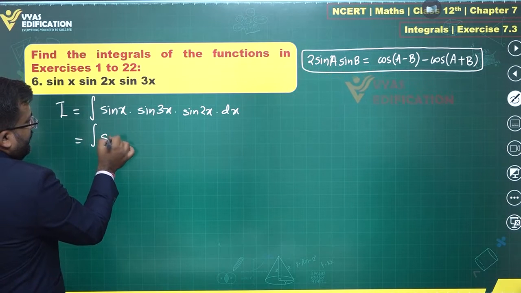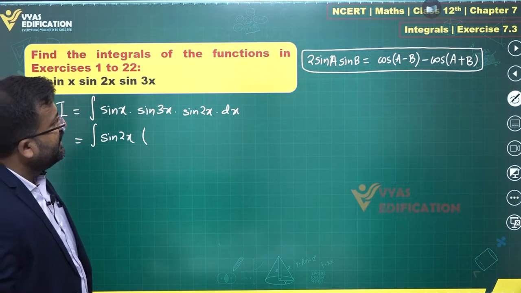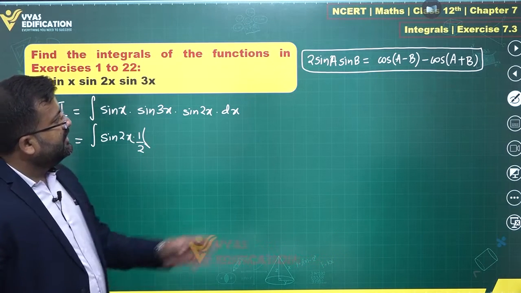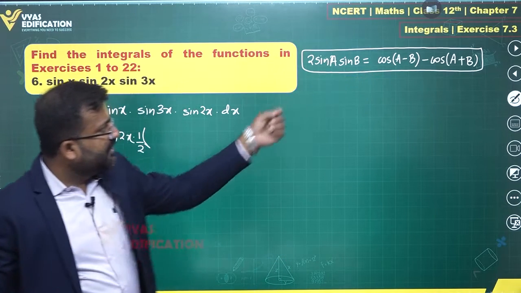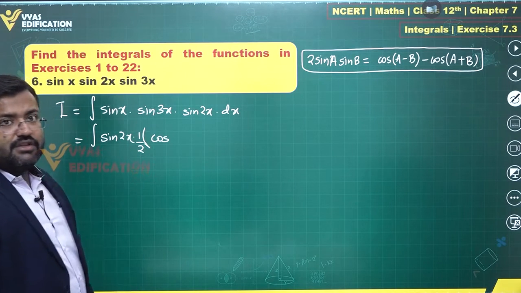The integral of that sine 2x will remain as it is. In the bracket, I'll have sine A, sine B. First of all, I'll have a half. This 2 will go in the denominator, half of this whole expression, which is cos of the difference of these two.